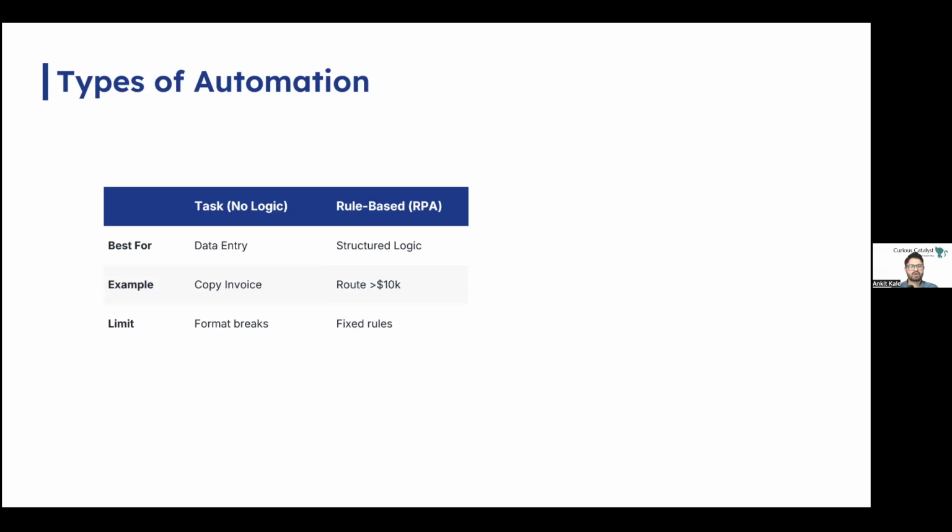Now, most of the organizations have already mastered type 1 and type 2, and you have got them working. But somewhere you are hitting the walls. That's because the real world doesn't fit into neat rules. And that's where type 3 of the automation comes in.